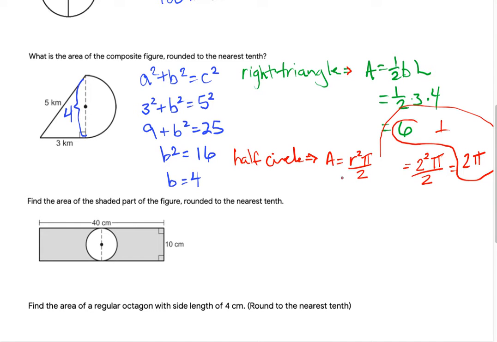Woof, that's pretty rough. I'm going to grab my calculator real quick. 12.28, so 12.3 kilometers squared. Hopefully that made sense.